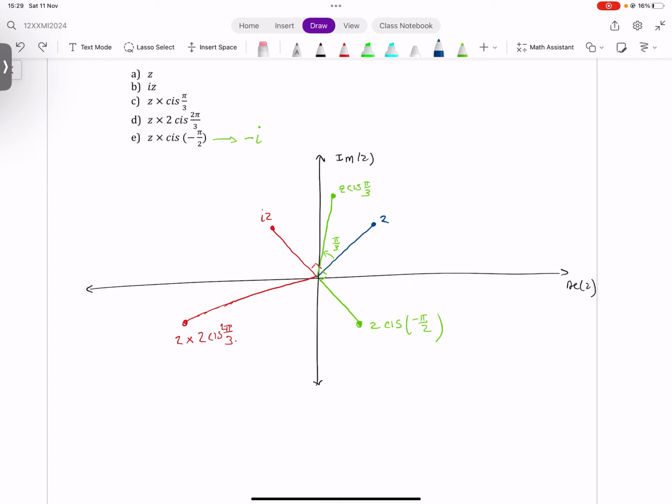So if the original argument was 50 degrees, and 2 pi on 3 we know is 120 degrees, then the argument of the new complex number is going to be 50 plus 120, which is 170. So we're not just rotating it by, or moving it to 2 pi on 3, but we're also adding it to the original argument of the complex number.